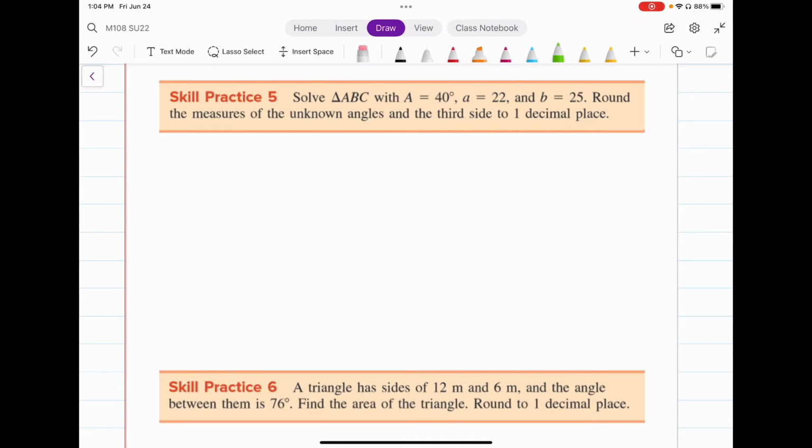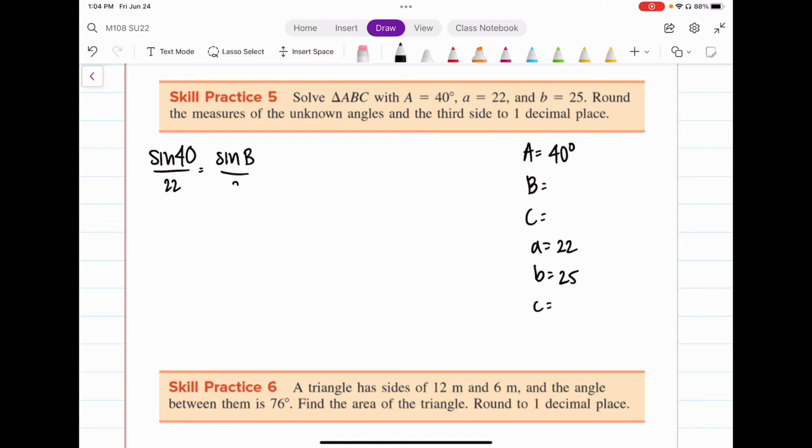Question 5, again, we have another angle side-side situation. We're given that angle A is 40 degrees. We need to find angle B and angle C. Side A is 22, side B is 25, side C is unknown. So let's start out using the sine of A over A is equal to the sine of B over 25, which is the B value.